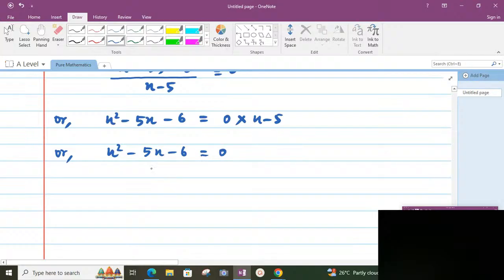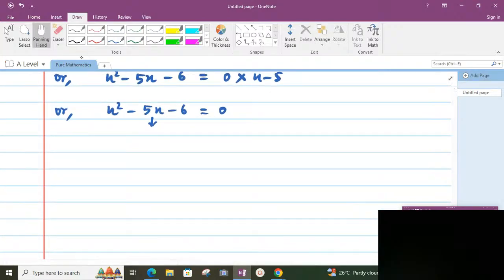So let's see, we have split this term. Here will be x square minus 6x plus x minus 6 equal to 0. There is no problem to understand up to this step.